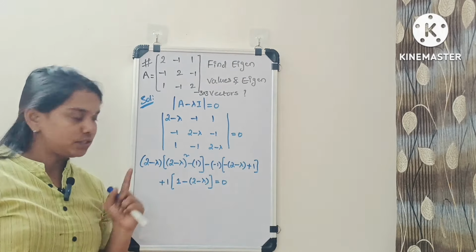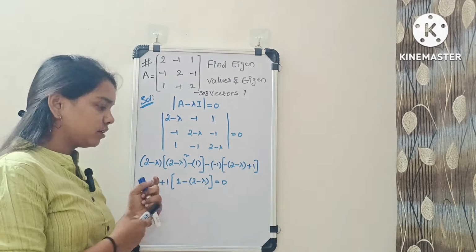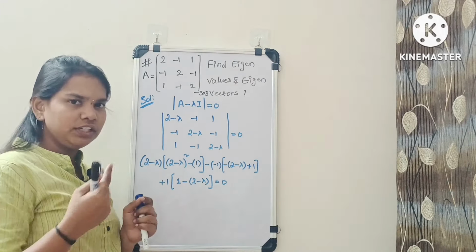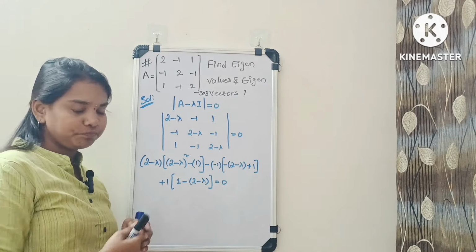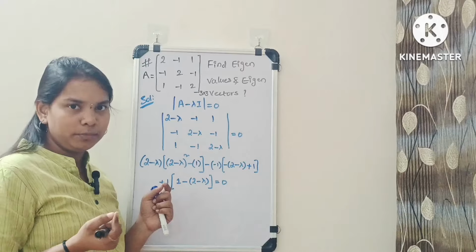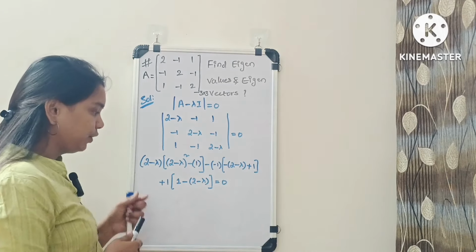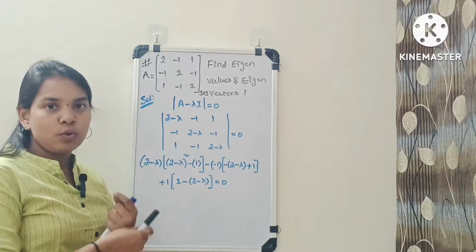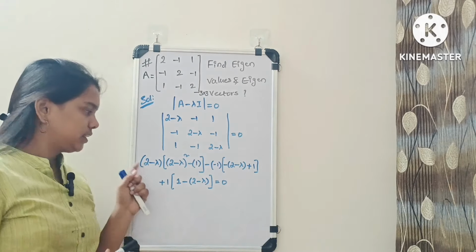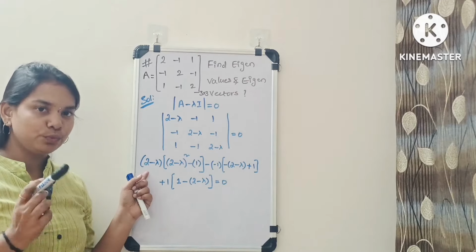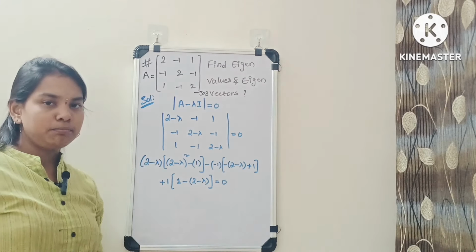This plus or minus, you have to be careful. If you want to check, you can recheck once. If you recheck, that will take only 1 minute, and it will save a lot of time after the solution. If you get some sign wrong, then the whole problem will go wrong. That's why please check here whenever you are finding the determinant of a 3 by 3 matrix.